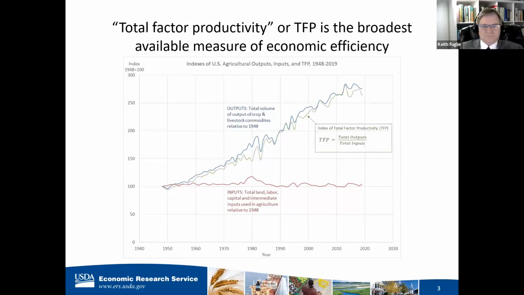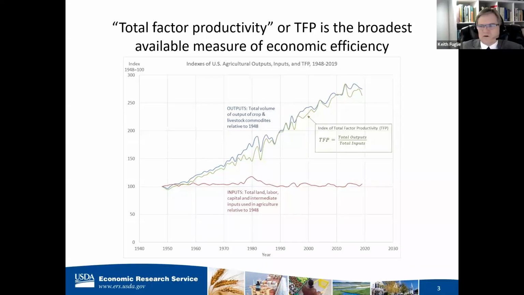Next slide, please. We measure this through this indicator called total factor productivity, or TFP for short, and we think of this as probably the broadest available measure of how the economic efficiency of an economic sector is changing. It's simply a ratio of the total output you're getting for the total inputs that you're using. And so if you want to grow a sector, if you want to produce more, you either bring more resources into production, more land, labor, or capital, or you raise the productivity of those resources. And in U.S. agriculture, growth has been all about raising productivity.